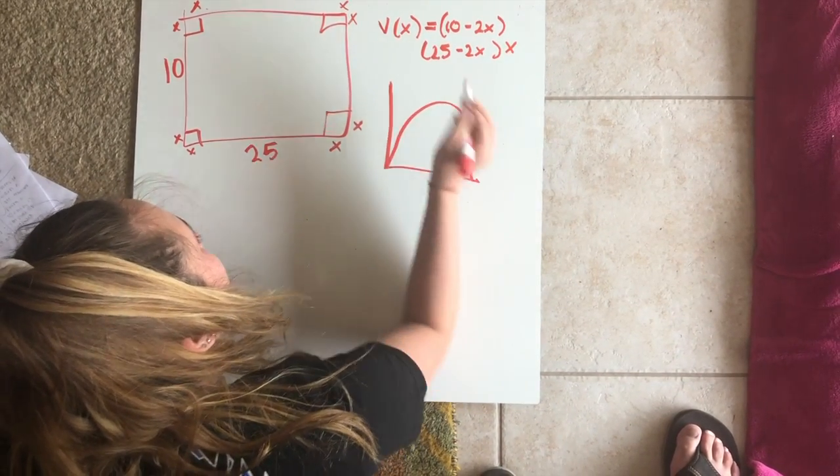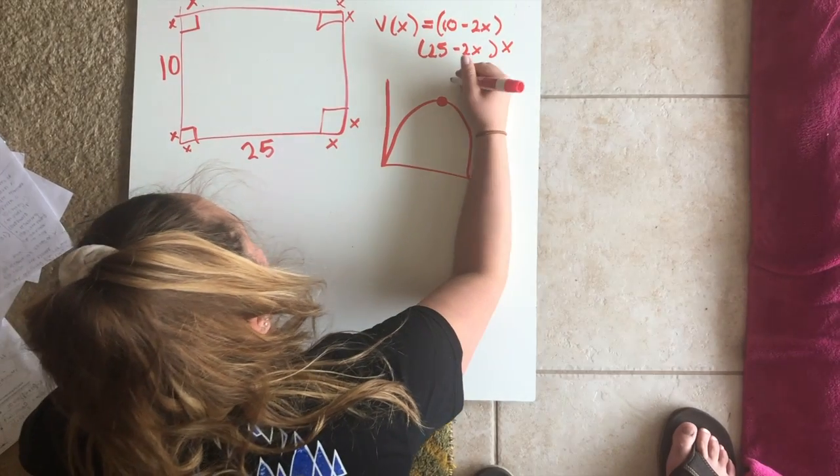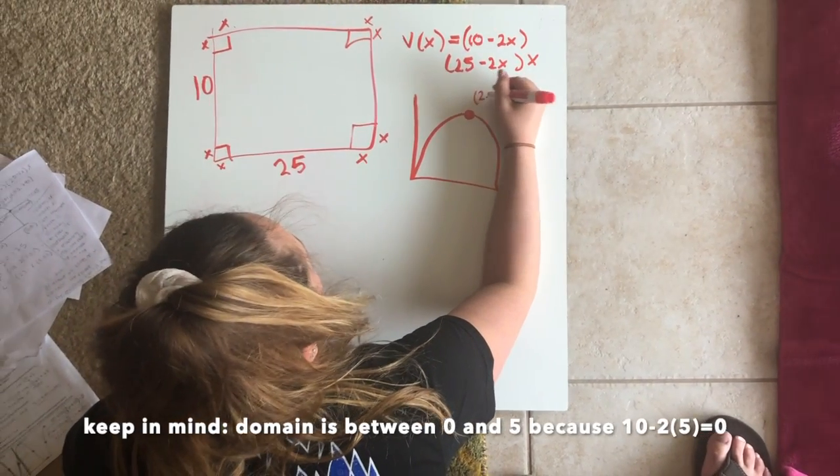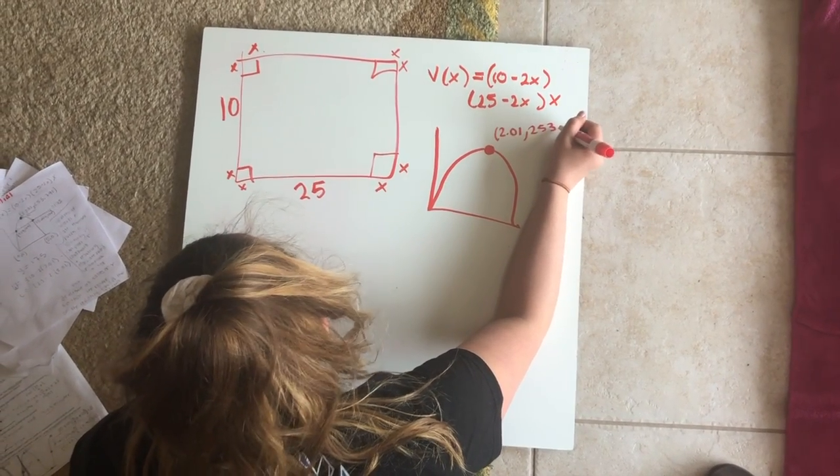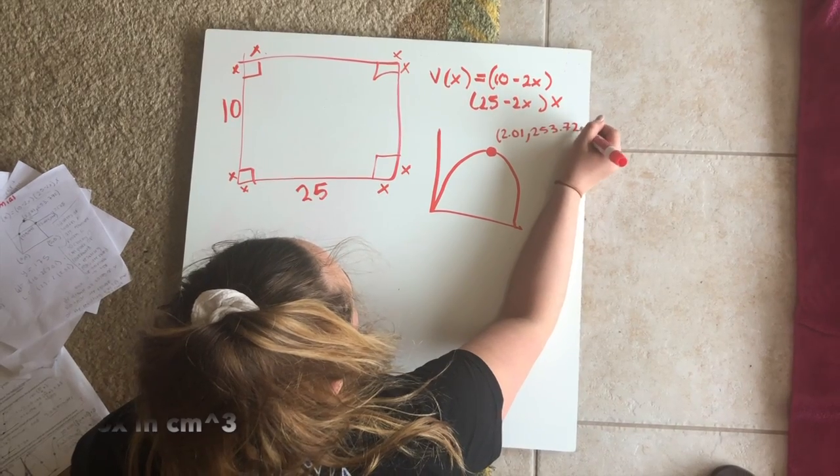So you plug this equation into your graphing calculator to find the maximum volume that can be inscribed into this box. The x value is 2.201, which is what equals x.